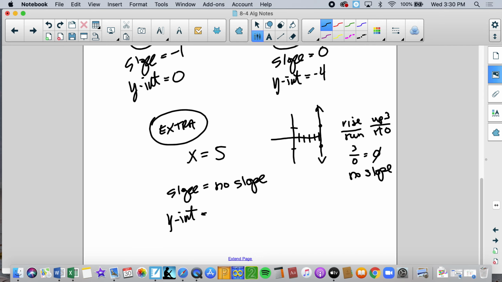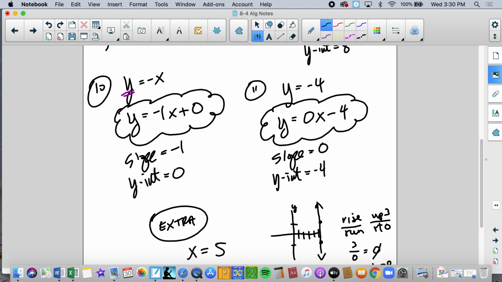The y-intercept, here's the other tricky part of this. Where does this line cross the y-axis? Here's my y-axis. Where does it cross it? It doesn't. So there's no y-intercept. So when you have one variable and that variable is x, it has no slope and it has no y-intercept.